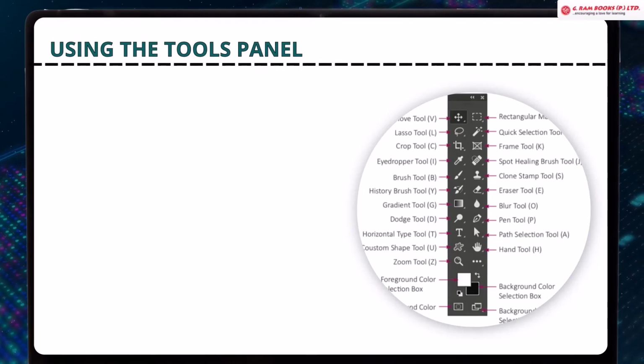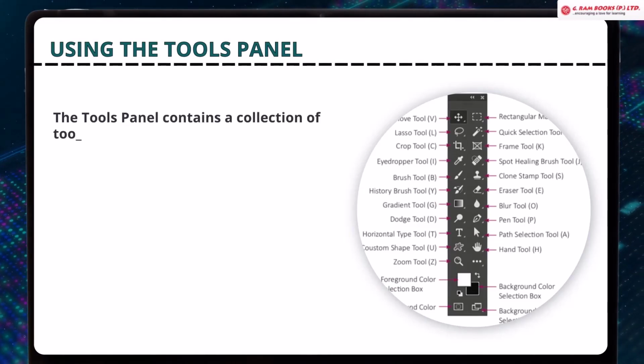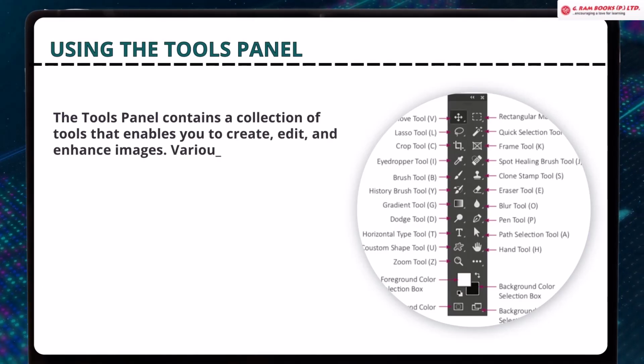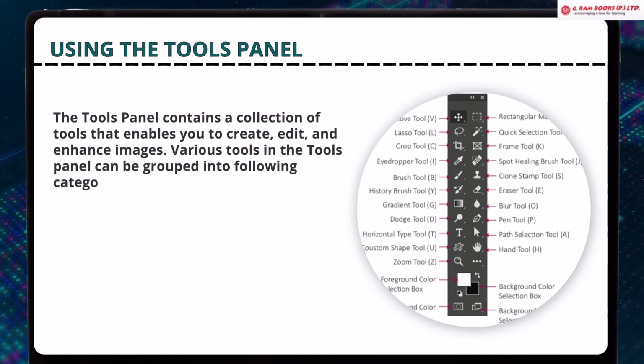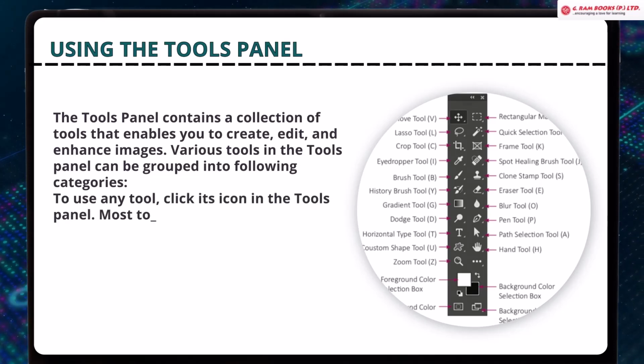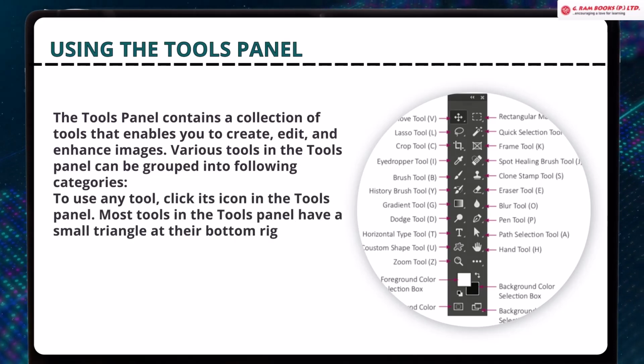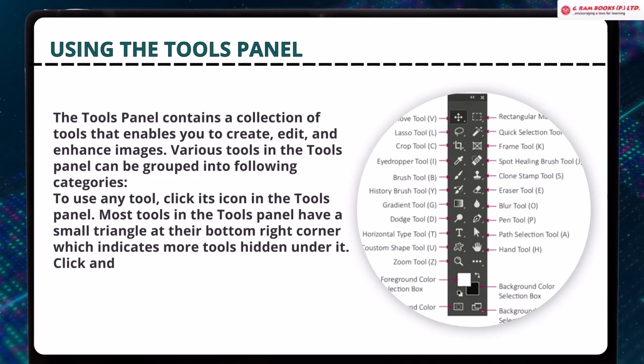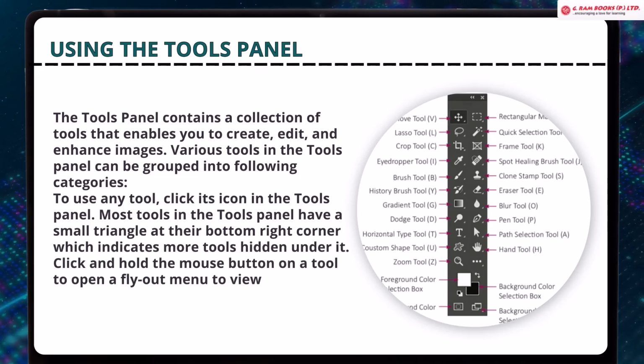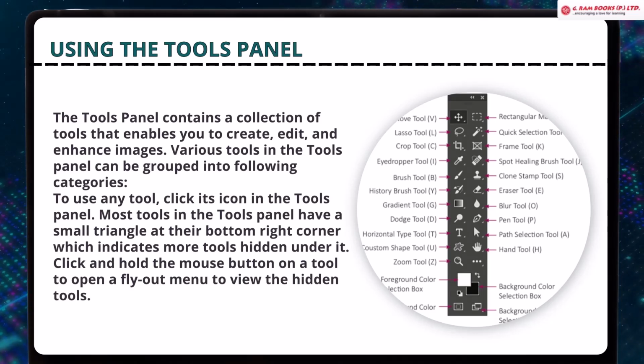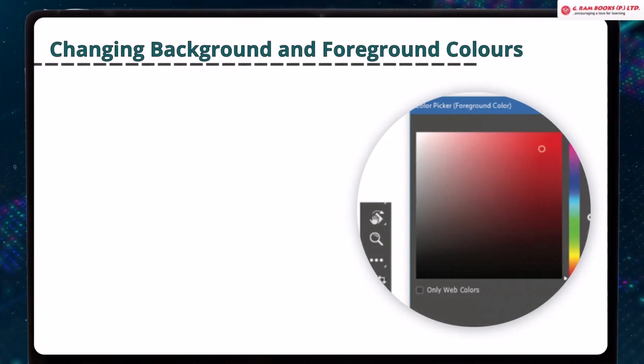Using the Tools panel. The Tools panel contains a collection of tools that enables you to create, edit, and enhance images. Various tools in the Tools panel can be grouped into following categories. To use any tool, click its icon in the Tools panel. Most tools in the Tools panel have a small triangle at their bottom right corner, which indicates more tools hidden under it. Click and hold the mouse button on a tool to open a fly-out menu to view the hidden tools.